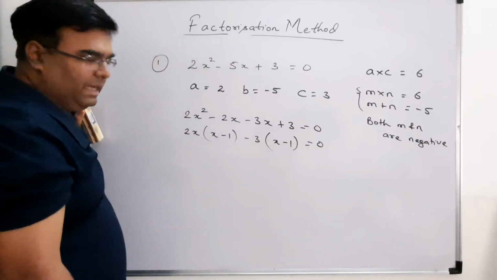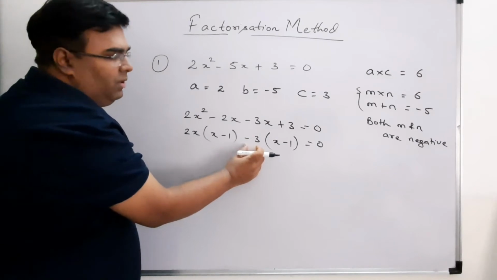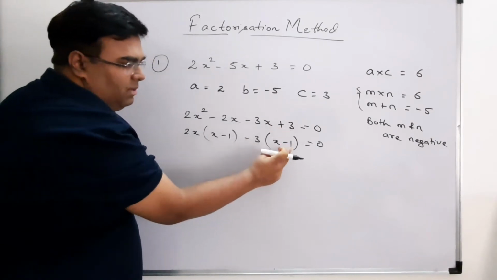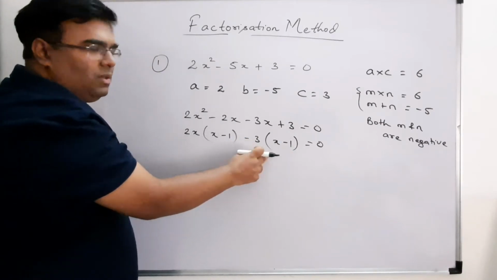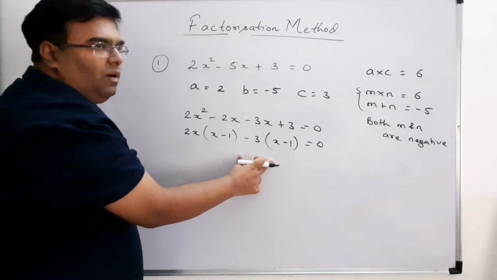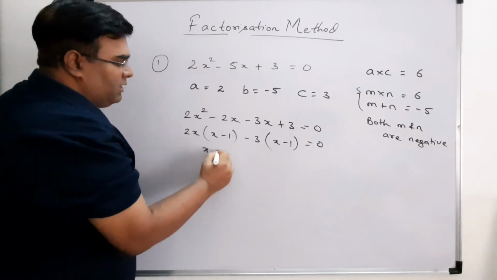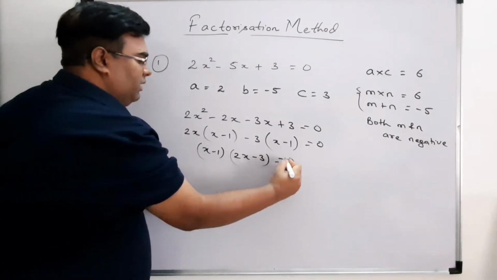Now the general mistake that students make is, while taking this as common, they don't consider the sign here. This plus has become minus. Why? Because I have taken minus 3 common. This is a common mistake I have seen in a lot of students, so please avoid this. Now if you take x − 1 as common, you will get 2x − 3.